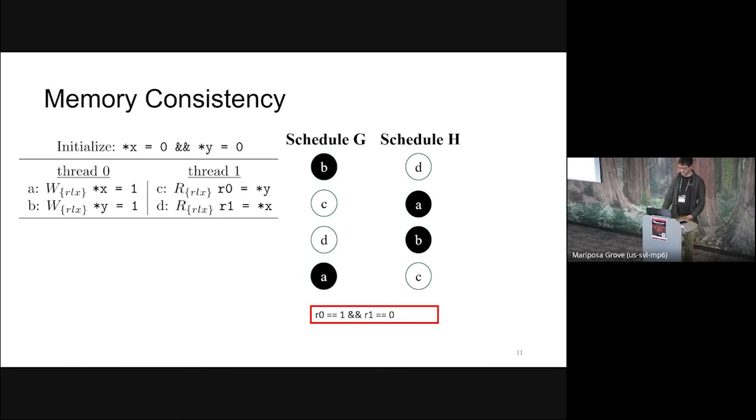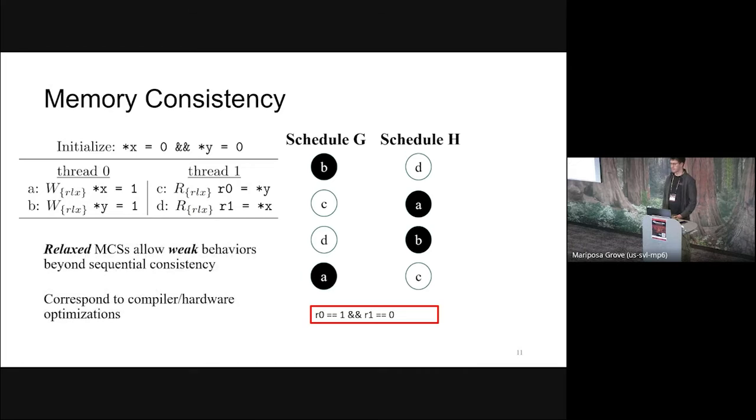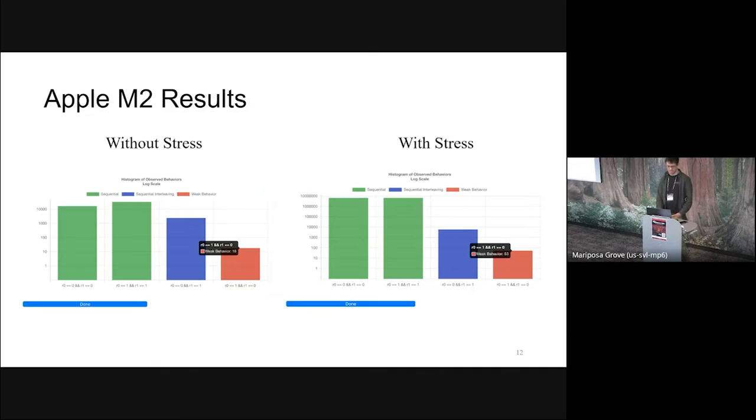So what this actually means is that modern devices, CPUs and GPUs, implement relaxed memory models that allow these sort of weak behaviors that can't occur under sequential consistency. And what those actually correspond to in your hardware or your compilers is optimizations. We've decided that for our processors to run fast enough for what we want to use them for, we have to allow these behaviors, and they can correspond to different kinds of compiler or hardware optimizations. So yeah, these are kind of unintuitive behaviors.